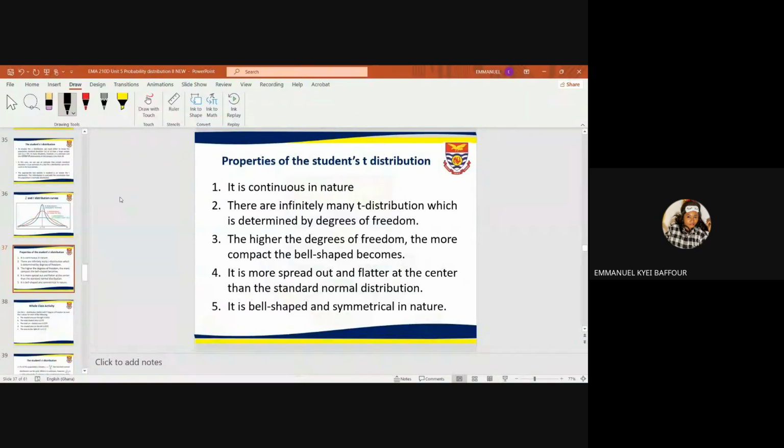If your sample size is, let's say, 20, then the T tabulated value that you are going to get is going to give you a T tabulated with the degrees of freedom of 19. If your sample size is 19, it's going to give you 18 in that order. So it means we can tabulate so many forms of T values for whatever distribution that you have. And the higher the degrees of freedom, the more compact the bell shape becomes.